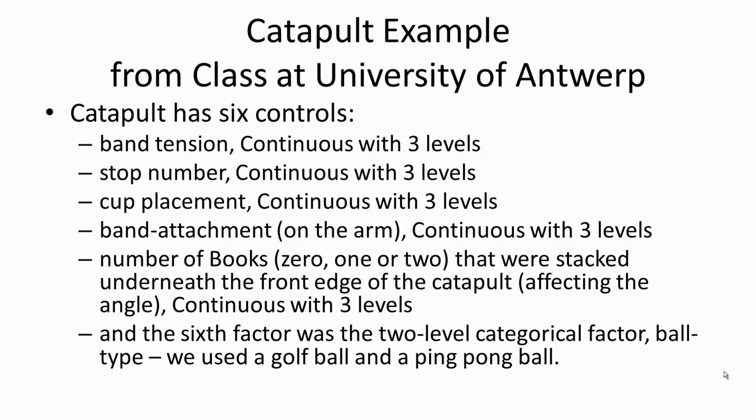The stop number, which is continuous, and they use 3 levels. Cup placement, which is continuous with 3 levels. Band attachment on the arm is continuous with 3 levels. Number of books, 0, 1, or 2, that were stacked underneath the front edge of the catapult, so it affects the angle. And we treat that as continuous for 3 levels.